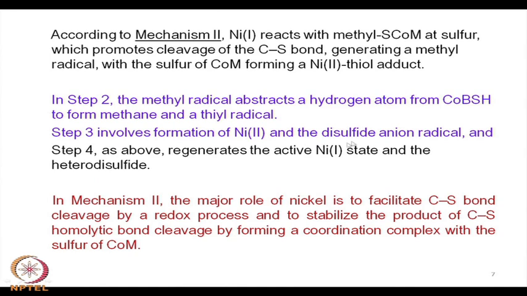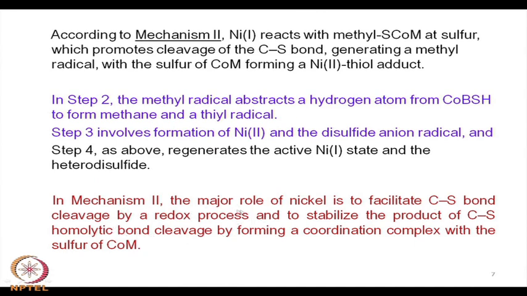So you have the nickel 2 and the disulfide anion radical, and this disulfide anion radical is reacting with the nickel 2 species, giving rise to nickel 1 and the heterodisulfide form. So this particular mechanism 2 plays a major role of nickel in facilitating the CS bond cleavage, and definitely the CS bond cleavage is not a very simple bond cleavage. When you talk in terms of organic chemistry, we nicely say that we are making some CS bond formation and bond cleavage reaction, but we sometimes ignore the redox process.